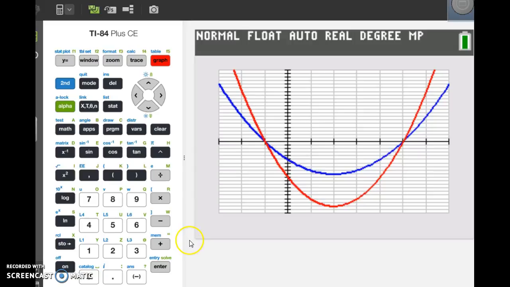Okay, so you can see what it looks like there. It kind of squeezed together a little bit. So it came together like this. It went lower, but it's still squeezed together, and it still has the same intercepts.